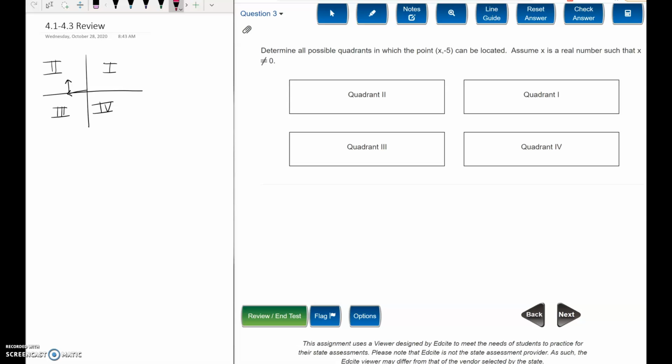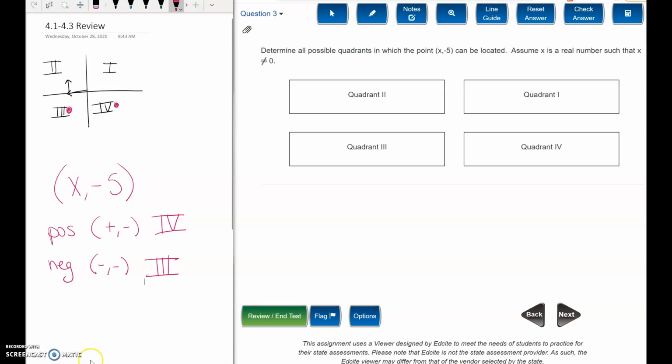This question is asking you to determine all possible quadrants in which the point x, -5 can be located. Assume x is a real number such that x cannot equal 0. So basically what they're saying is x could be positive, x could be negative. So if x was positive, you would have a positive, negative point. Positive, negative would put you somewhere down here in quadrant 4. If x was negative, you would have a negative, negative. Negative, negative would put you somewhere here in quadrant 3. So your correct answers are quadrant 3 and quadrant 4.